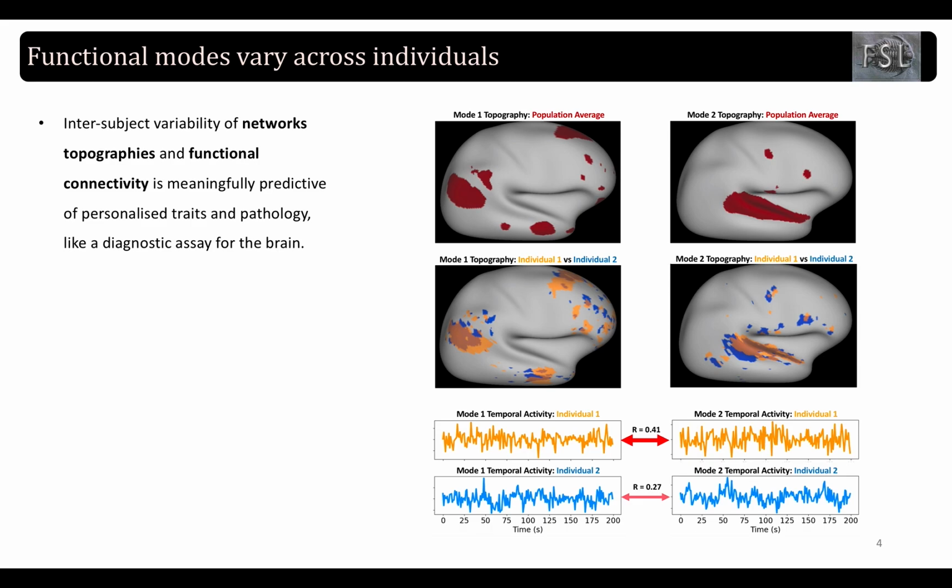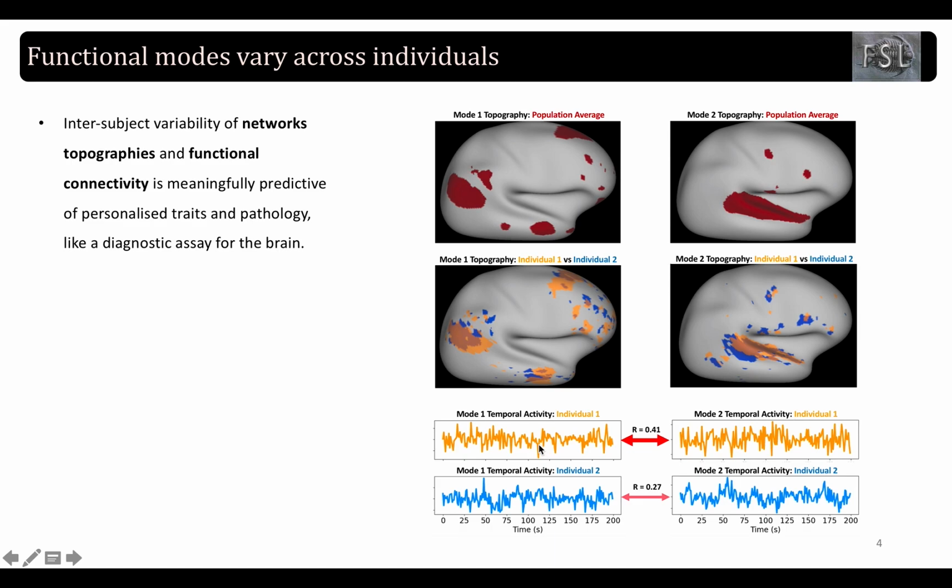In recent years, there has been growing evidence that functional modes can systematically vary across individuals, in a way that they can be predictive of personalized traits and pathology. You can think of it as somewhat of a diagnostic assay for the brain. In particular, there are two key aspects of the functional modes that vary across individuals. Here on the right, at the top, I'm showing two example modes for the population. In the middle, you can see how the spatial topographies of these modes are different between individual 1 and individual 2. They're different from each other, and they're also different from the group.